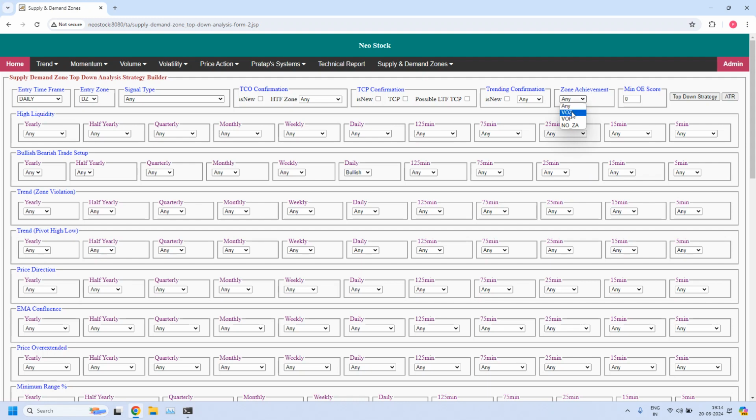Next filter, zone achievement, should be VOZ, violated opposing zone. Only those zones are tradable zones. And the minimum odd enhancer score should be 12.